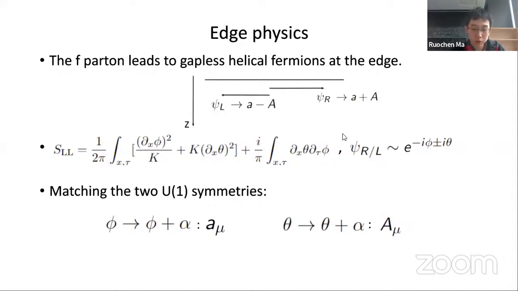And an important thing is to match the two U(1) symmetries of the Luttinger liquid with the U(1) symmetries in our theory. So here, the Luttinger liquid has two U(1) symmetries. One of them shifts the phi boson by a constant. It is identified as the U(1) gauge symmetry coupled to the little a field. And the other U(1) symmetry of the Luttinger liquid, namely the one that shifts the theta boson by a constant, is identified with our U(1) charge symmetry, the global symmetry.